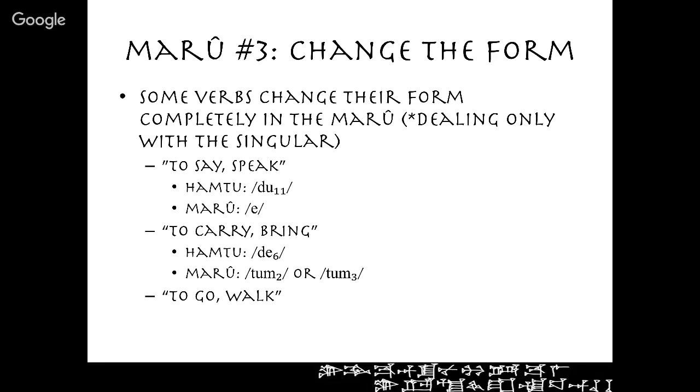To go or to walk, very common verb. Gin in the Hamtu. In the Marû, it's du. So if they say mu du, he walked, he will walk, or he is walking. Right? It's changing it to the present future, the Marû form. So Hamtu is past, Marû is present future, and you can either put an E on the end to form the Marû, you can double the verbal base to form the Marû, or they will completely change the shape of the verbal base in order to form the Marû.